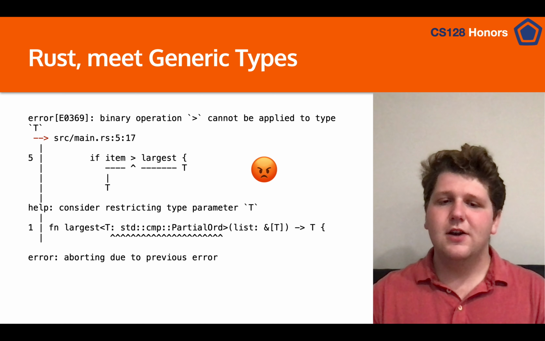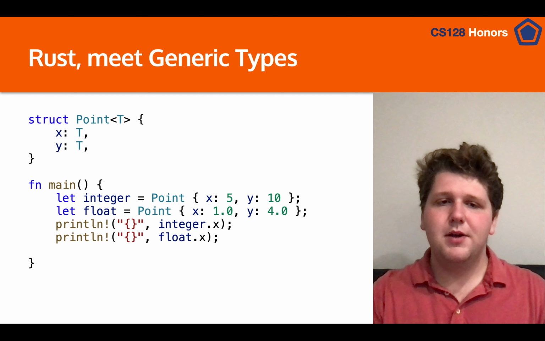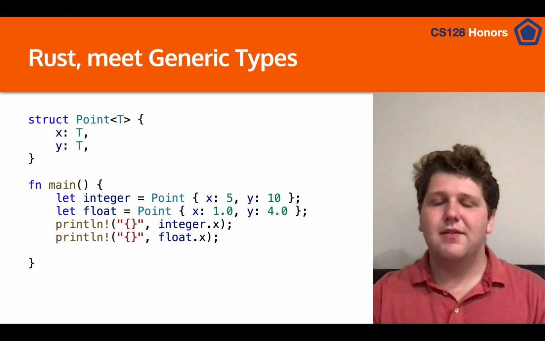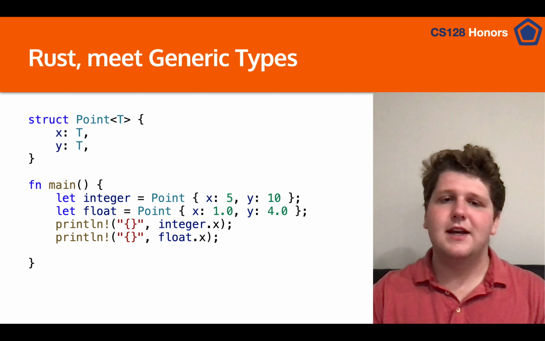And so here it's recommending that we use something called a trait to fix that, and we'll talk about traits in a minute. But before we do that, let's talk a little bit about generic types. And so you can see here we have another version of a generic type where we have a struct Point that can take in a generic type.